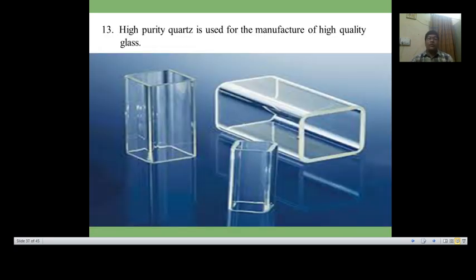High purity quartz is used for the manufacture of high quality glass. This is a glass made purely of quartz. Quartz is melted and converted into glass, and such laboratory usable glasses have been prepared. They have good purity and are lighter in color compared to other glasses. These glasses are lightweight.